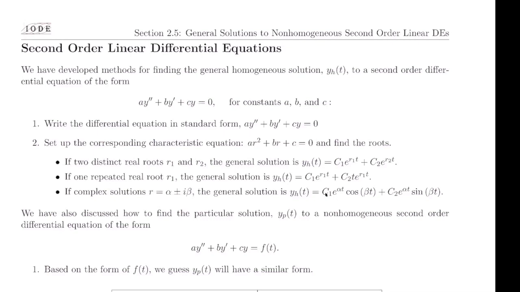So just to take us through the full process, we can find the homogeneous solution by setting up the characteristic equation. And then if we have distinct real roots, we get solutions like this for the homogeneous part, repeated roots, and here is what we would get for complex roots.